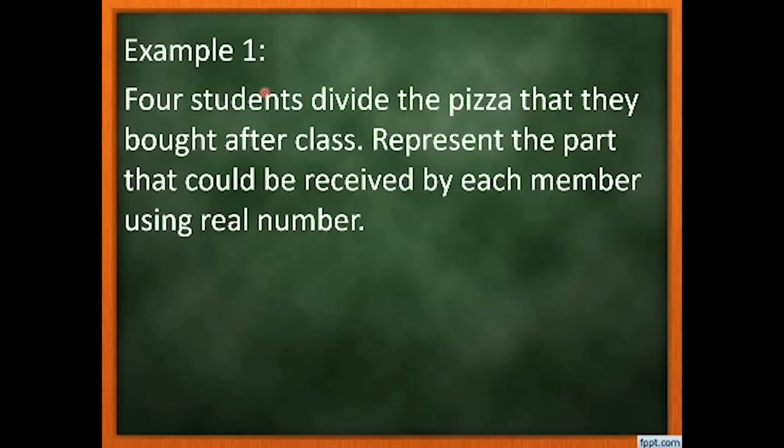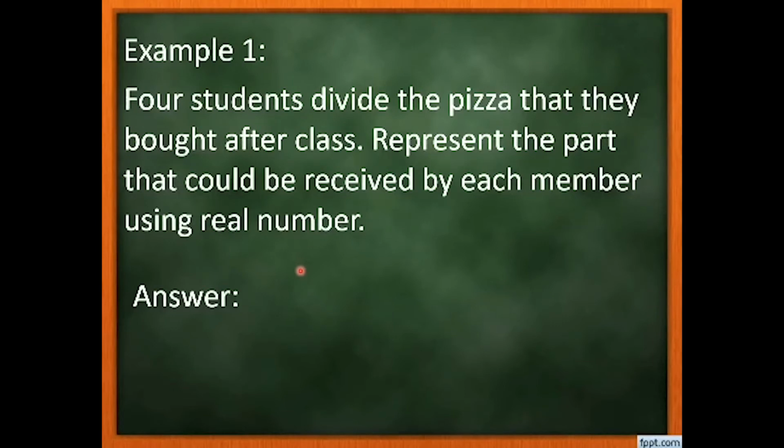First example, 4 students divide the pizza that they bought after class. Represent the part that could be received by each member using real number. So the scenario is, there are 4 students, they bought 1 pizza, so the pizza is circle, then of course they divided it equally for themselves. So ang gagawin natin is to represent the part that could be received by each member. Matatanggap ng isang member. So, what would be that real number?